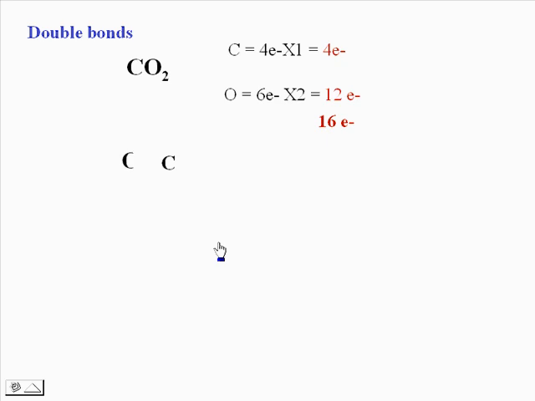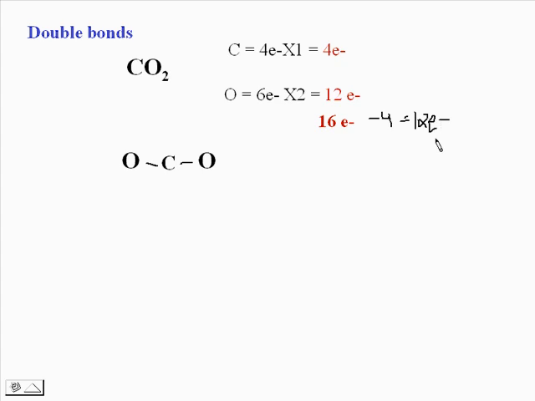Draw your central atom surrounded by the outer atoms. Again, the rule is if there's more than one of the same, they're definitely on the outer. I use a straight line to represent the bonding between the central atom and each oxygen. That means I've used 4 electrons. When I minus that off from here, I have a total of 12 electrons left to make everybody happy.